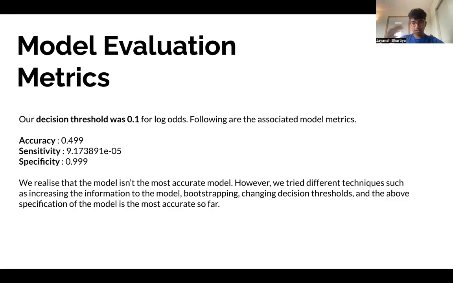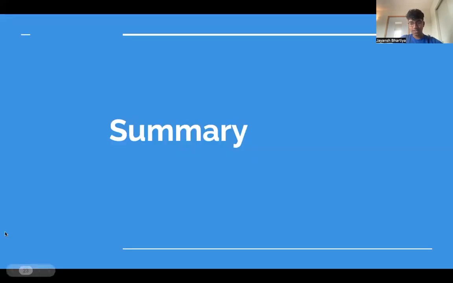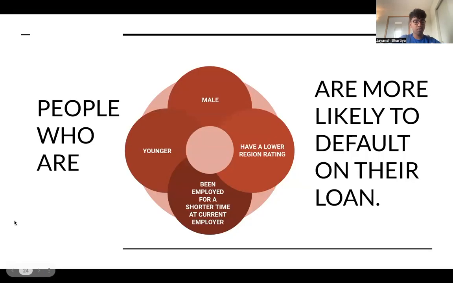And next slide. As a summary of the model, the final conclusion is that people who are male, younger, and have a lower region rating, and people who've been employed for a shorter time at the current employer are those who are likely to default on their loan.